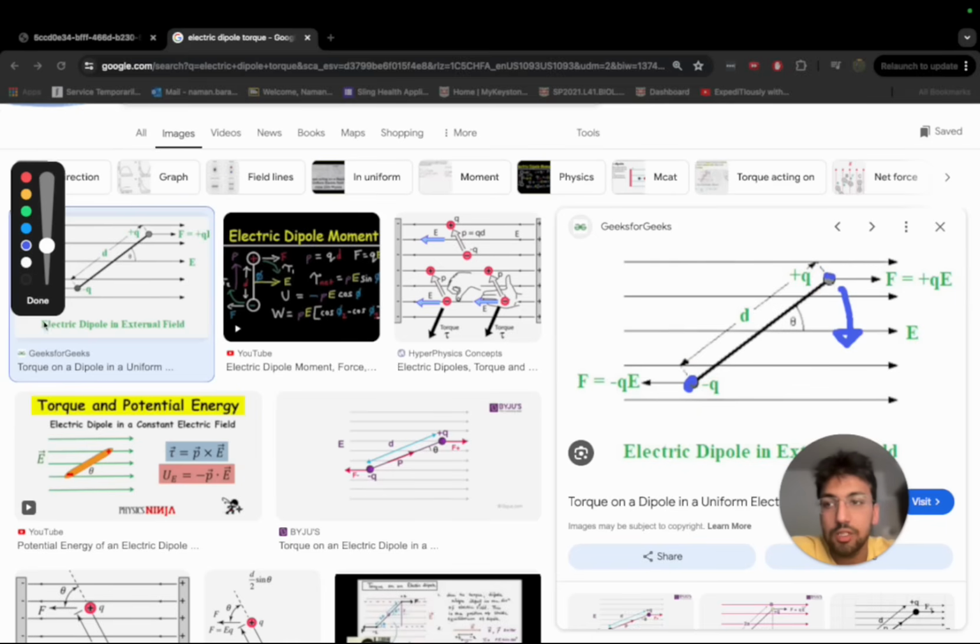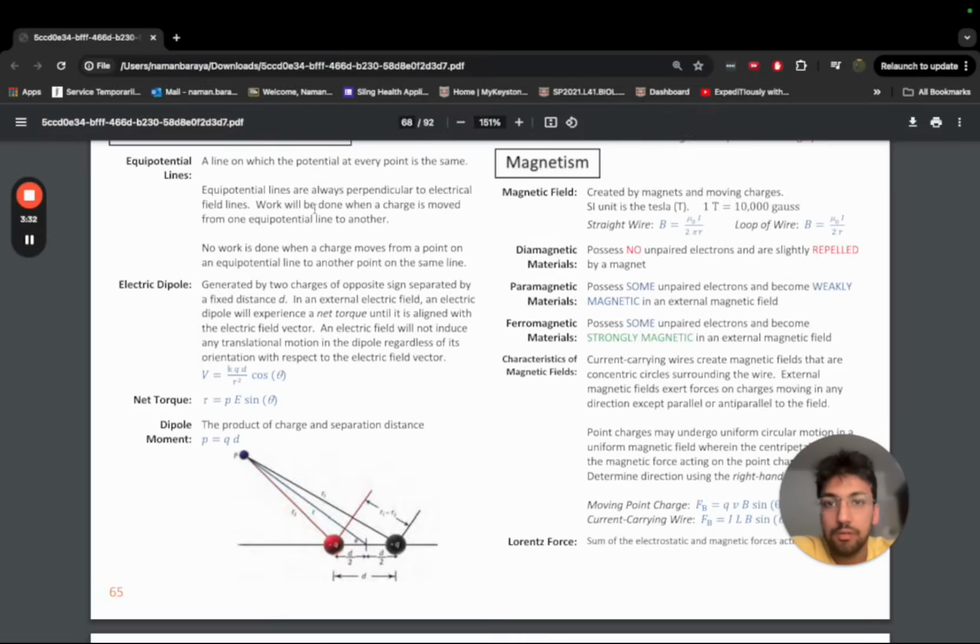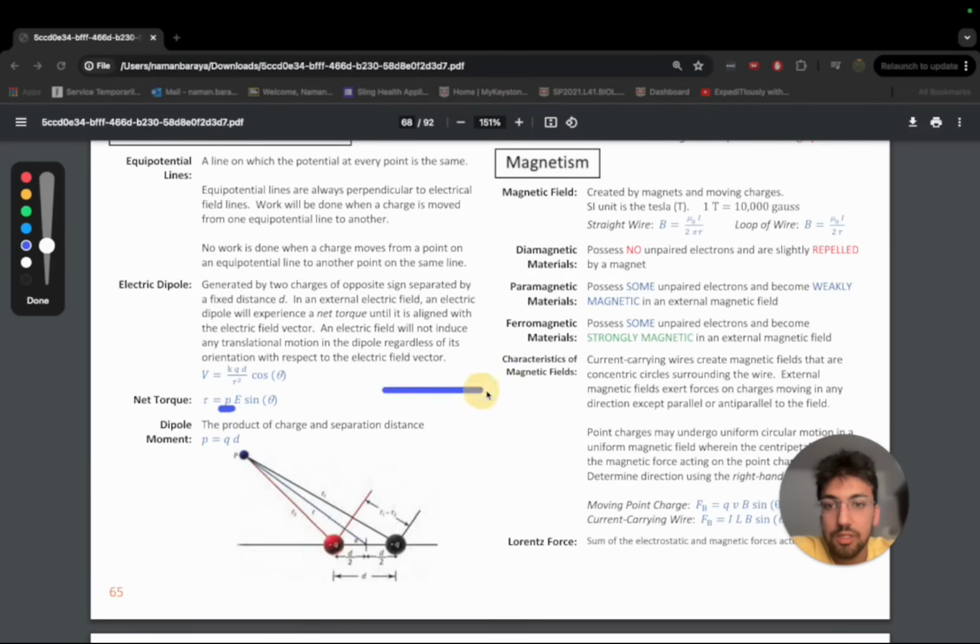And so this equation over here tells us what that torque is going to be. The torque is equal to p cross E, where p is the vector that is created by the dipole. It points from one of the charges to the other charge, and E is the electric field that it's situated in. It's just the cross product of those, and that describes the torque that we have.